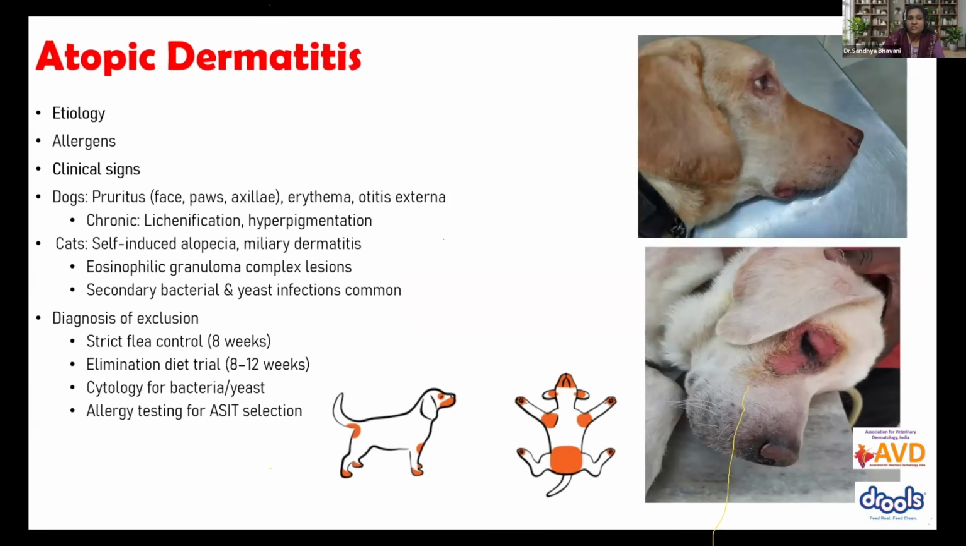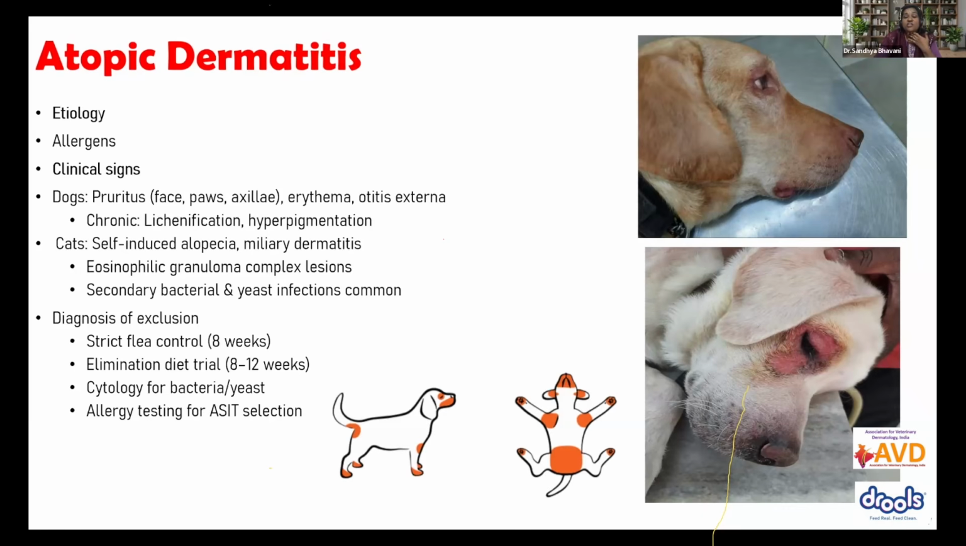So atopic dermatitis is because of environmental allergens. By environmental allergen, I mean anything can be an allergen, even flowering plants or perfumes or floor cleaners. So the pruritus will be mainly on the face, paws, and axillae. In food allergy, it is mainly on the ear and paws and around the periocular area. Here, the axillae are also involved. So the main areas are the face, the paws, and the axilla.